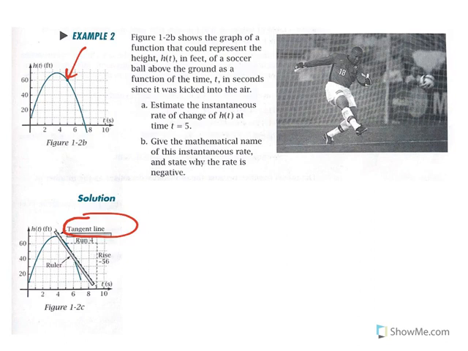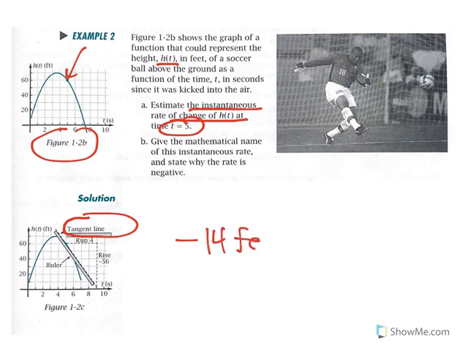So going back to the problem, it says this figure here shows the graph of a function that could represent the height in feet of a soccer ball above the ground as a function of time, t in seconds since it was kicked into the air. Estimate the instantaneous rate of change of the height at t equal to 5, and we just estimated that instantaneous rate of change to be negative 14 feet per second. Give the mathematical name of this instantaneous rate and state why the rate is negative.